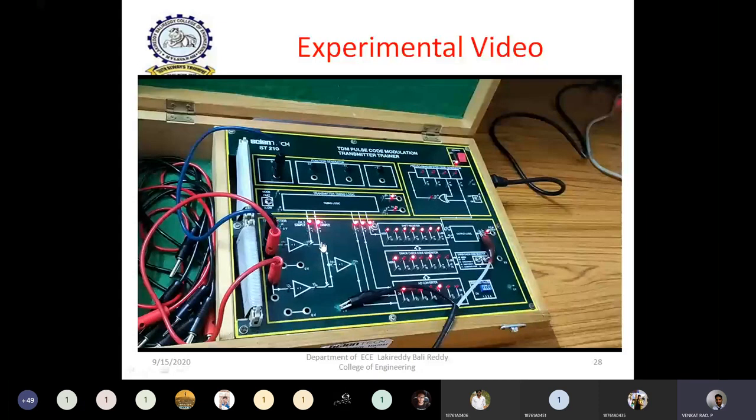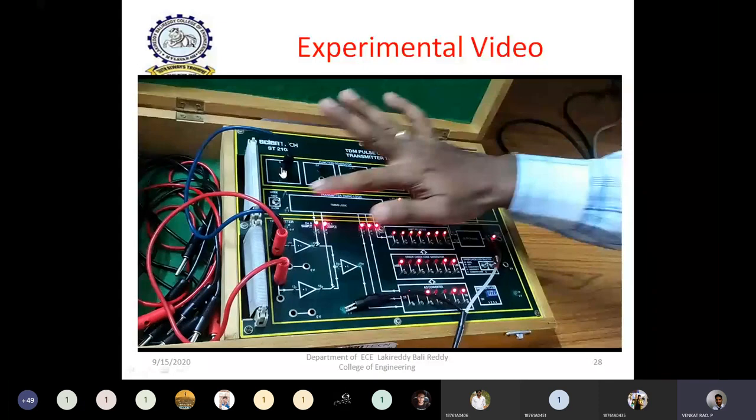At this particular point, for any one sample value you take, that sample value is quantized to the nearest value, and based on this one quantized value, 7 bits are assigned. So what are the 7 bits assigned here? 1, 0, 1, 0, 1, 0, something like that.